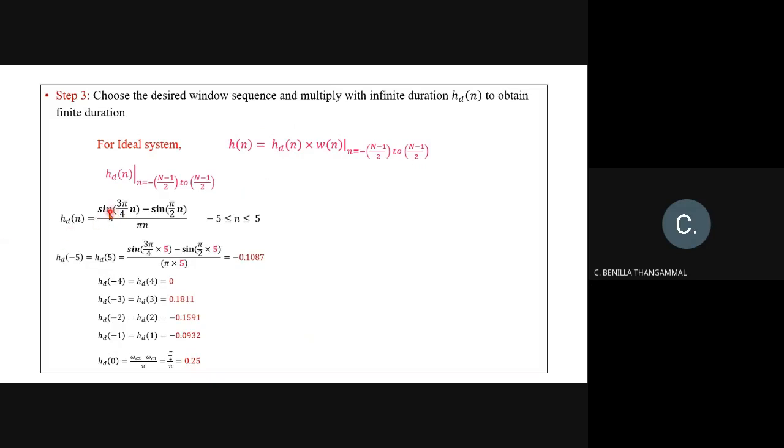So your ht of n is equal to sine 3 pi by 4n minus sine pi by 2n divided by pi n. Now I'll be substituting your n value as 5 and then I'll be getting your answer. So your calculator should be in radian mode. Open bracket sine open bracket 3 into pi divided by 4 into 5 close bracket minus sine open bracket pi by 2 into 5 close bracket, again close bracket divided by open bracket pi into 5 close bracket equal to. So you have to check whether you're getting the answer one here.